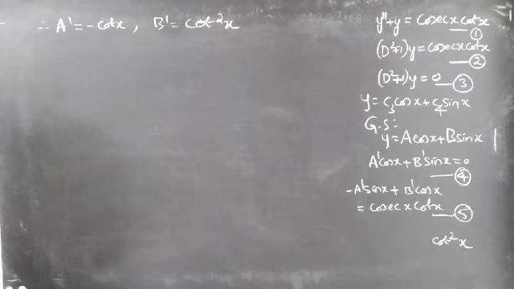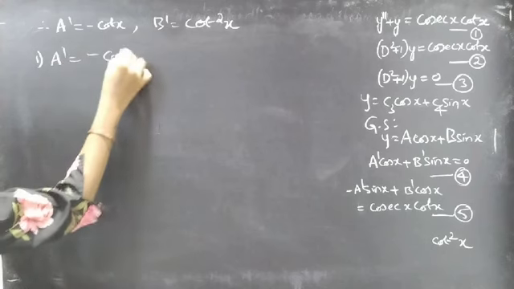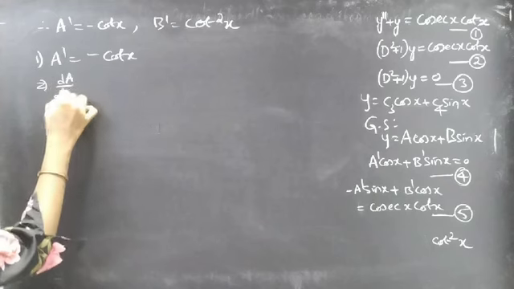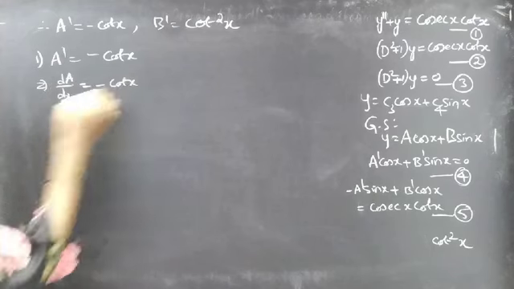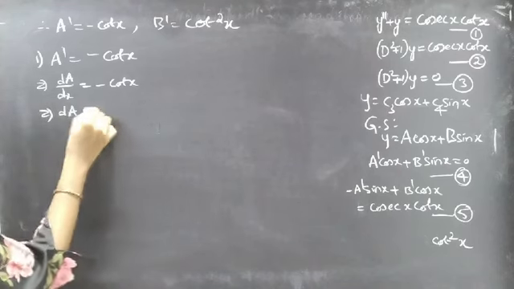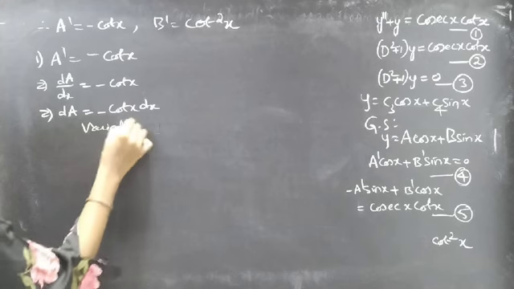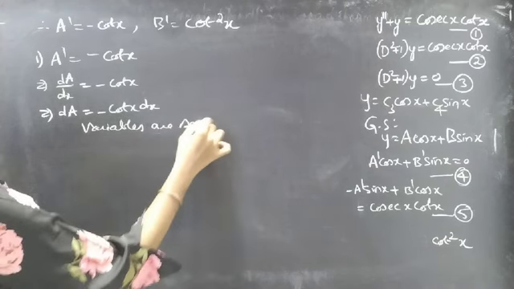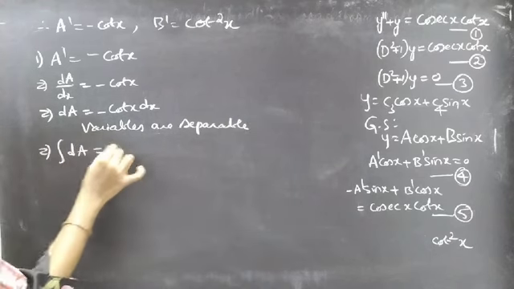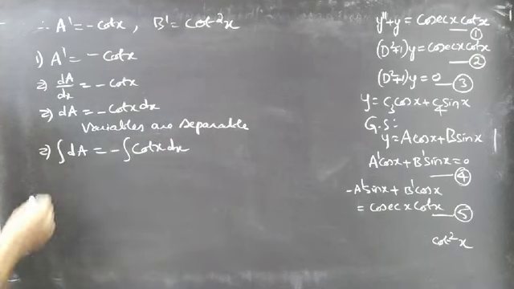Let's find a and b using a dash and b dash. Firstly, I'll begin with a dash. We have a dash equals minus cot x, right? A dash is nothing but the derivative of a with respect to x, equals minus cot x. Now let's separate the variables. In order to separate the variables, we'll take the differential dx to the RHS, then we'll get dA equals minus cot x into dx. So here the variables are separable, so we can perform integration. Integral dA equals minus integral cot x dx, right?